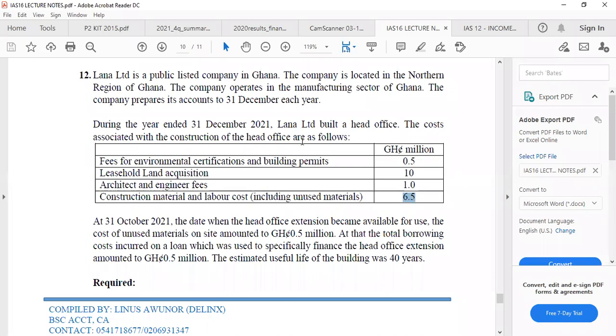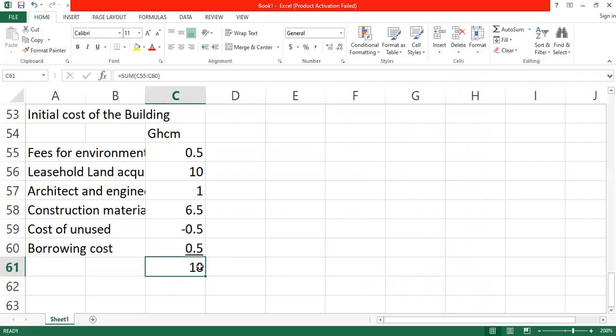So when did the building become available for use? 31st October. And when is the reporting period for this particular company? 31st December. So how many months was used for the usage? For how many months was the asset used? November, December. 2 months. It was 2 used months, sorry. 2 months. Are you okay?